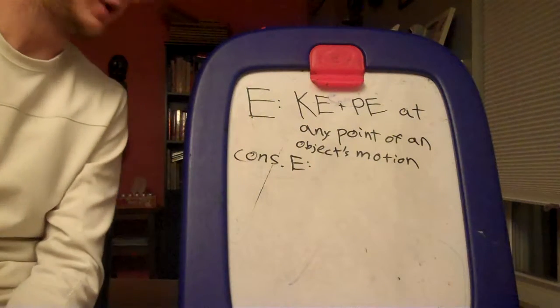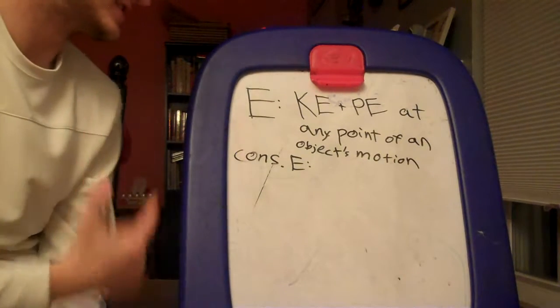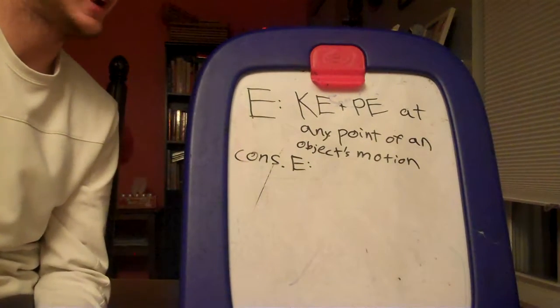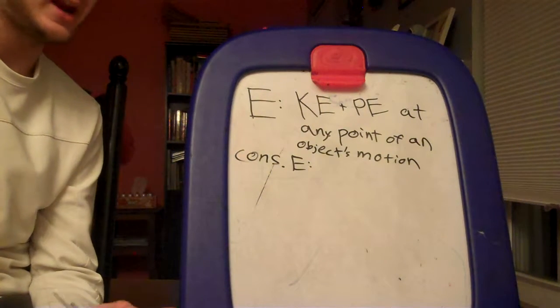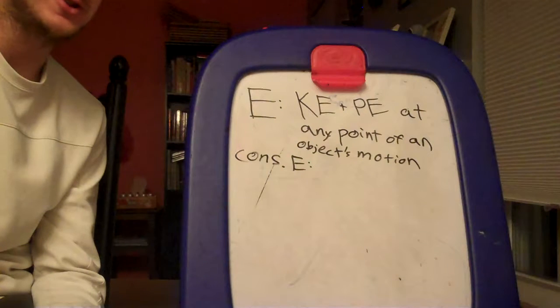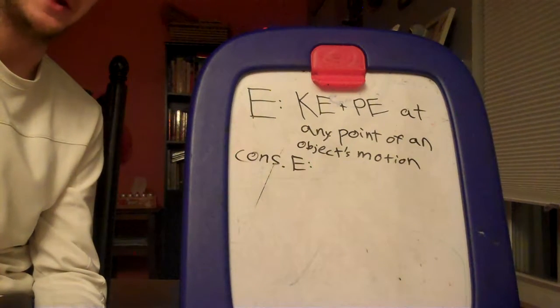So let's start off with what total energy is. The symbol for total energy is a capital E, as you can see. And total energy is just the kinetic plus potential energy at any point of an object's motion. So this is at any one position in time, any one position in its motion. Its kinetic and potential at that point are its total energy when you add them together.